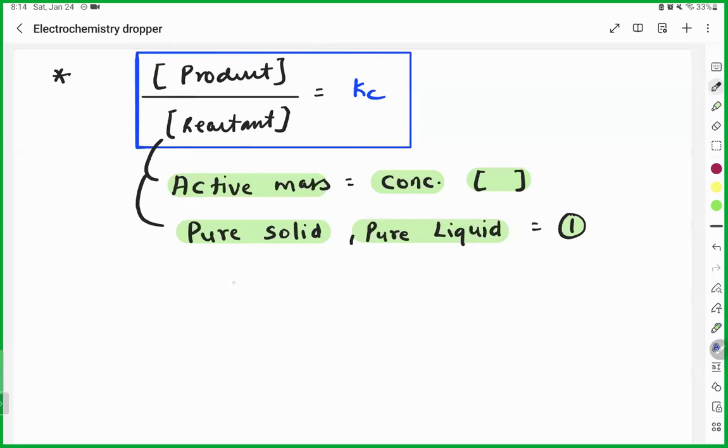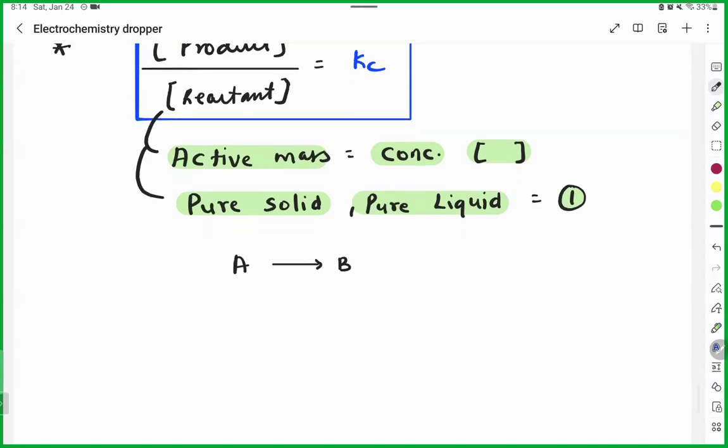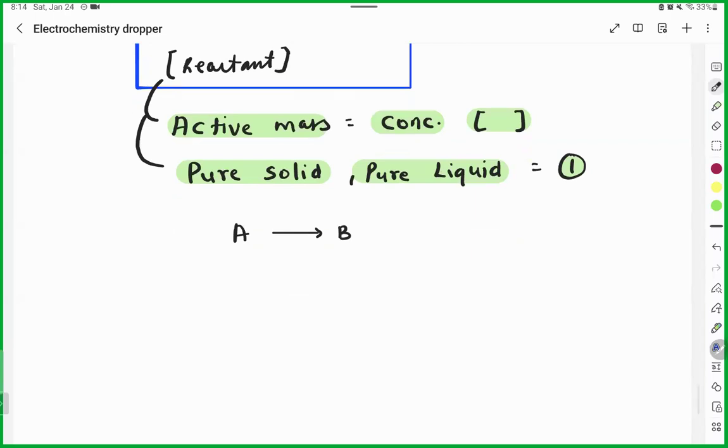And if you write any equation, A convert into B, in that situation there will be two parts. One, for the forward reaction, reactant to product. Example, R convert into P. R means reactant, P means product. So it is the forward reaction, and the equilibrium constant for this forward reaction will be Kf. When product converts into reactant, then its constant will be Kb, the backward reaction.